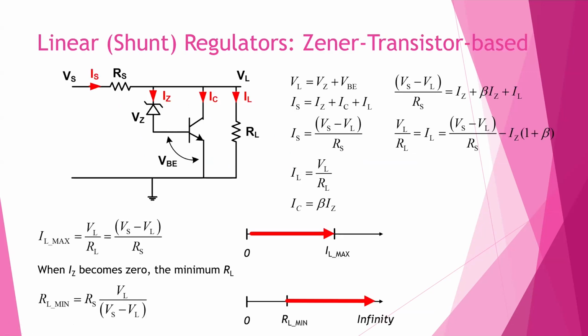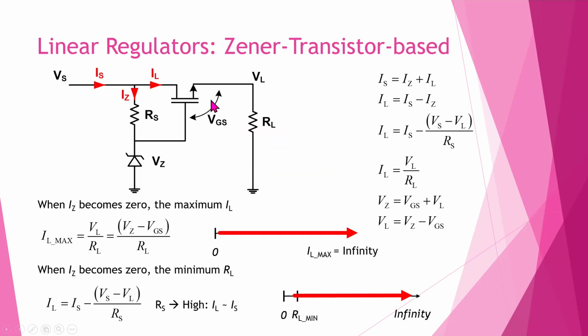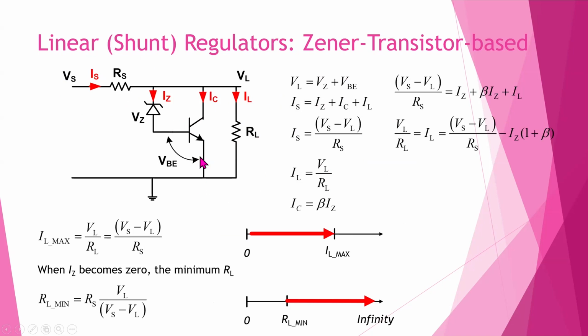In addition, we have another type of regulator, which is under the Zener transistor base category. We call that type of regulator a shunt regulator. Here is the schematic of the shunt regulator. In the previous one, we connected the transistor in series between VS and VL. But here, we have to connect this BJT transistor in parallel to the VL and ground.